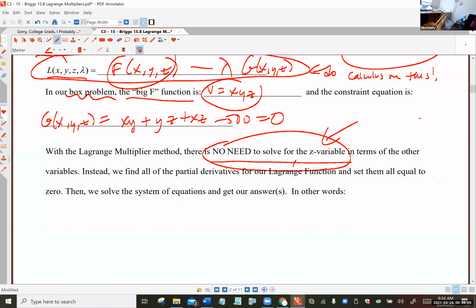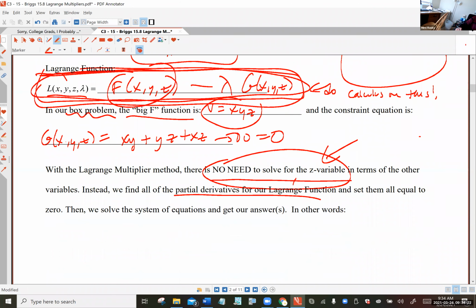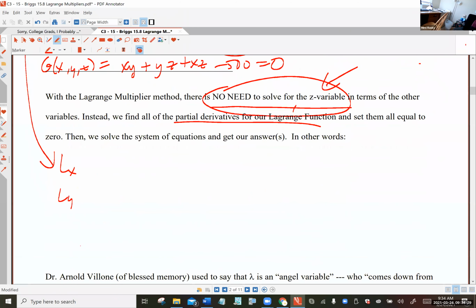So instead, we're going to find all the partial derivatives of the Lagrange function and set them all equal to 0. Okay. Now, using the generic Lagrange, because I'm not going to do the box problem yet. I put that one on hold. Here is your generic Lagrange. It looks pretty nasty. But if you get all the 4 partials for that, guys, you're going to get Lx, Ly, Lz, and L lambda.